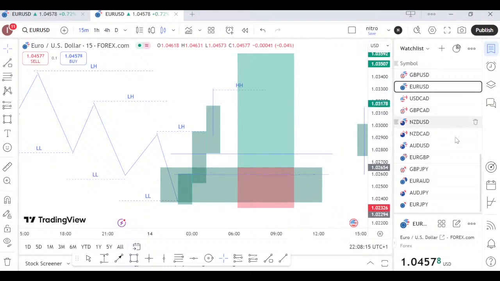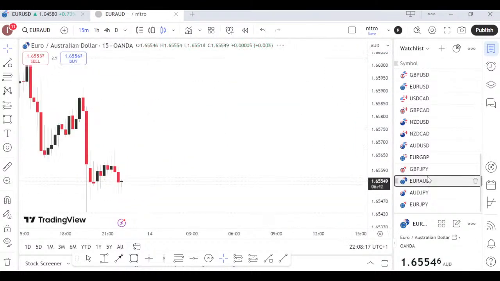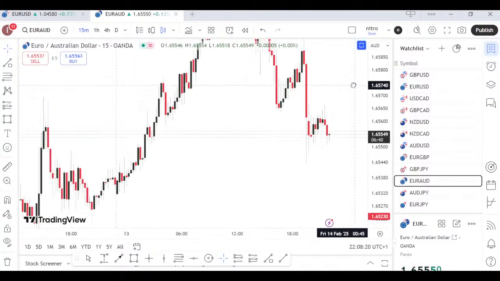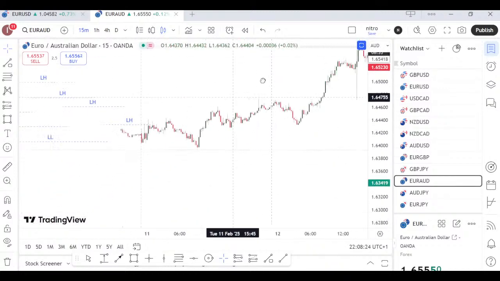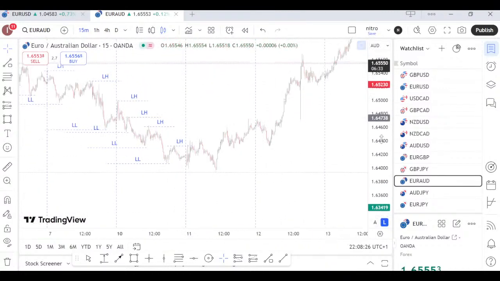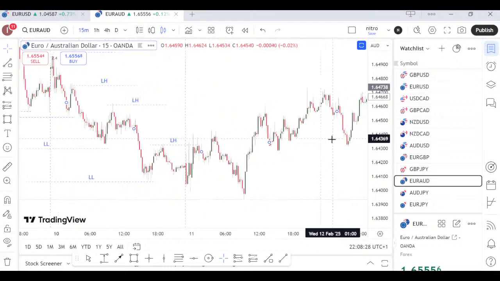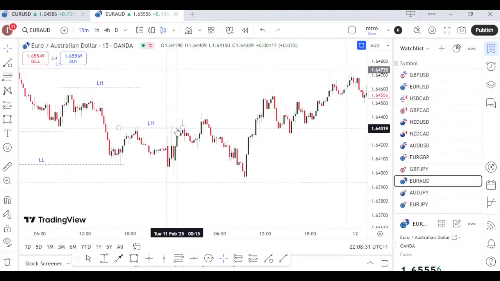Okay, so let's go back to our Euro AUD for our analysis. Right, so this is where we are now. So that's what I was talking about here. You can see there was nothing. This is just a minor weak one. We don't consider that.